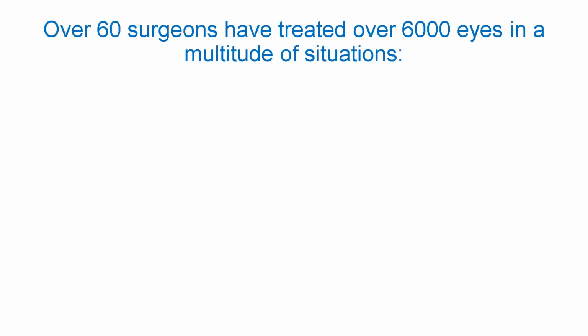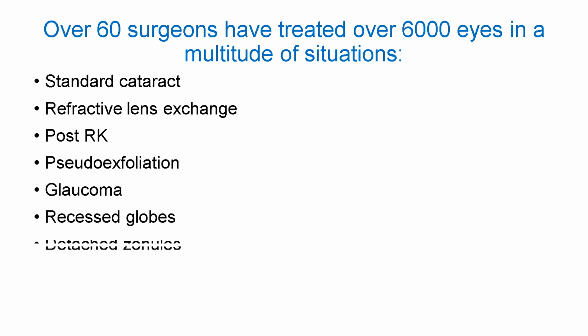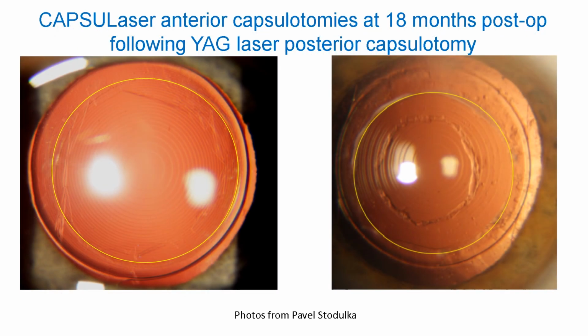Over 60 surgeons in many countries have now treated over 6,000 eyes in a multitude of situations. We've seen standard cataract. It's also been done on refractive lens exchange, post-RK eyes, pseudoexfoliation, glaucoma, recessed globes, detached zonules, small pupils, and as we've seen, intumescent cataracts. And here we can see two typical eyes at 18 months post-operatively. Although there has been a YAG laser posterior capsulotomy required, the anterior capsule has remained very similar to how it was when it was created at the time of cataract surgery, with good circularity and minimal contraction.